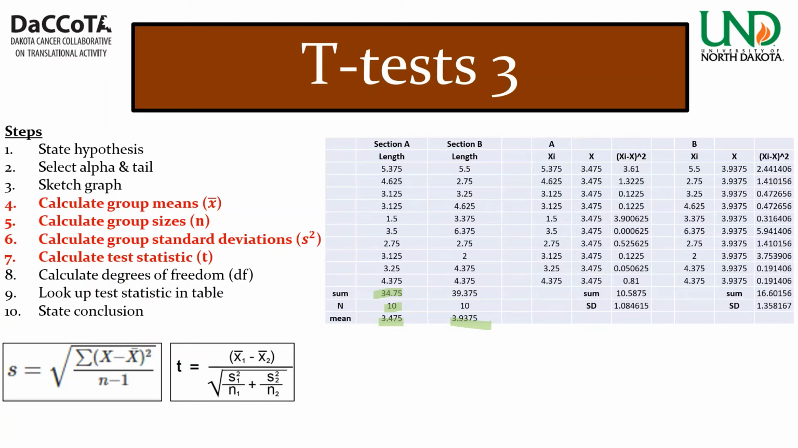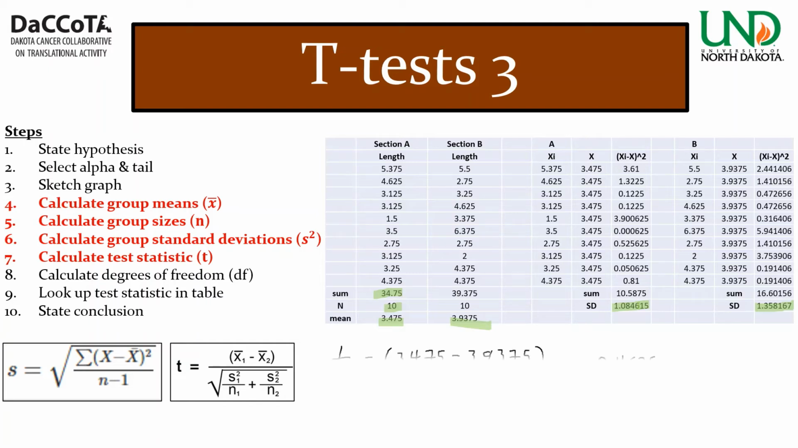Next, to get our standard deviation, again, we have to take the actual values minus the mean. So that's what we have here, these two columns, and then square that. So we did that, and then sum those all up. We get here, and then divide by n minus 1, so 9, so 10 minus 1, and then take the square root to get our standard deviation here. That was for group A, and then for group B, we did the same thing, and a little bit higher standard deviation here.